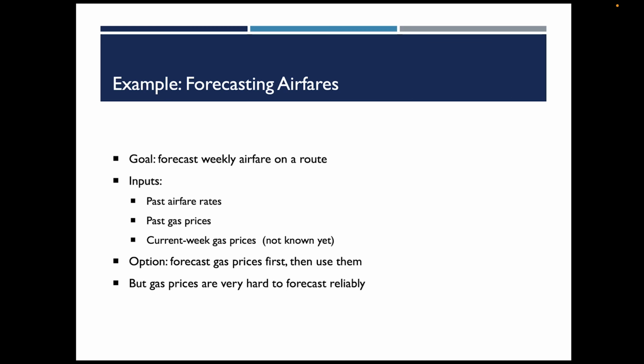Another example is forecasting airfares. Suppose we want to predict weekly airfares. Past airfares and past gas prices are valid inputs, but we cannot use the current week's gas prices because they are unknown at forecast time. So what can be done is that we forecast the gas prices, then use them as a predictor for the airfares. But we have to think about this, because in practice gas prices are volatile and unpredictable, so with this strategy we may get more uncertainty in the forecasting.